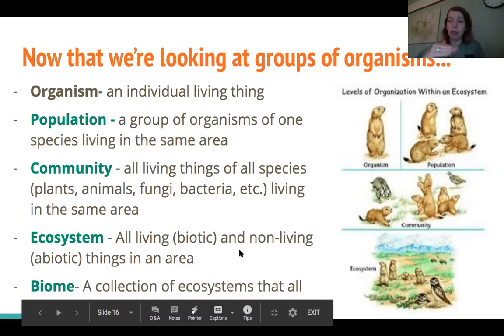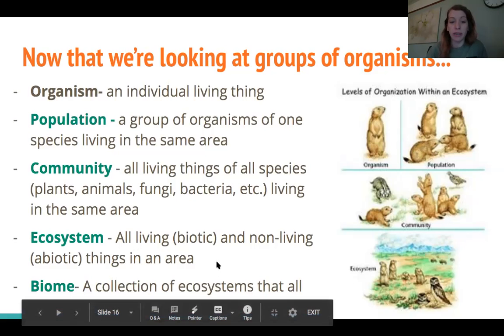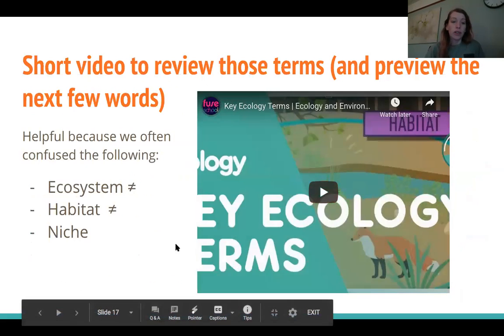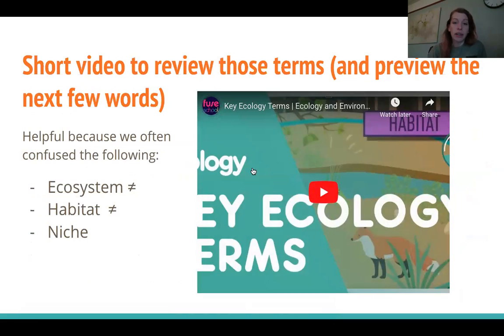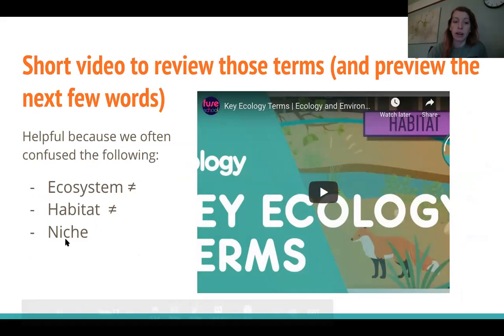So kind of leveling up to the big thing, and then we have everything together is what we call a biosphere. That's our Earth. So this video here is pretty short. It's about 2 minutes long, and if you would like to review some of those terms and kind of get the difference between what's an ecosystem versus a habitat versus one of the most important words that I've mentioned before, but we're going to really look at this week, is called a niche.